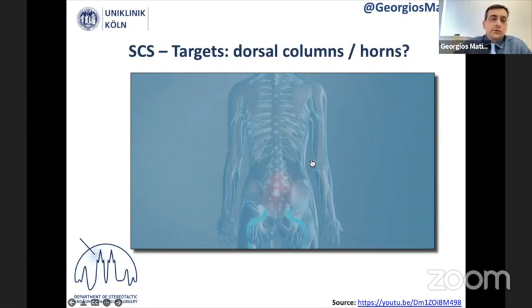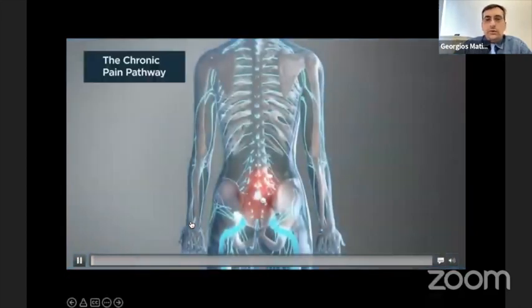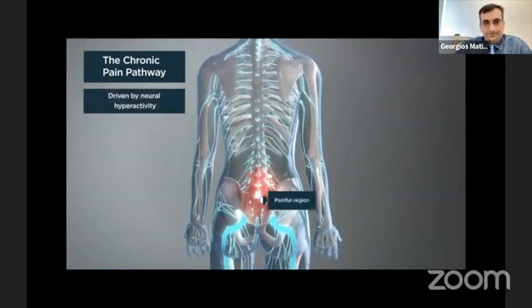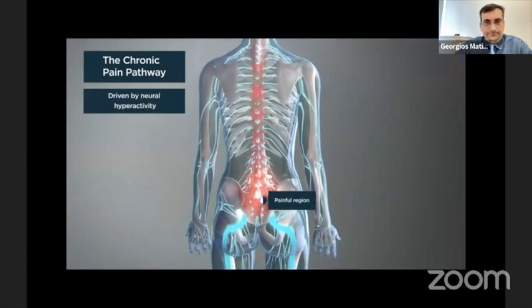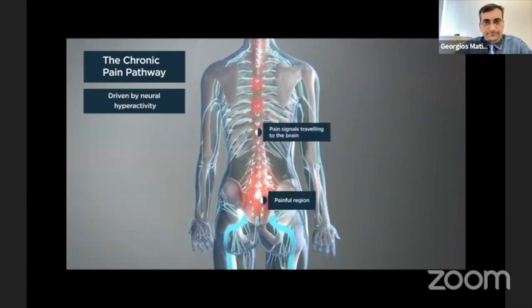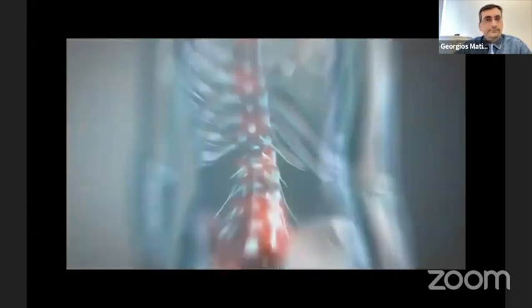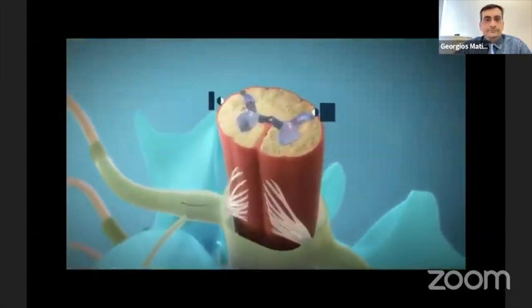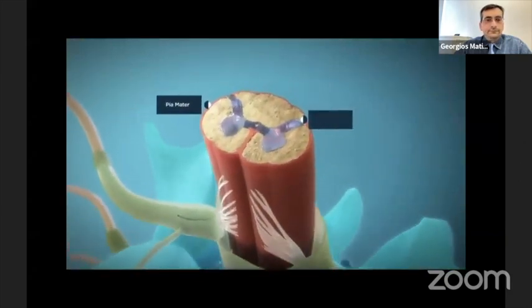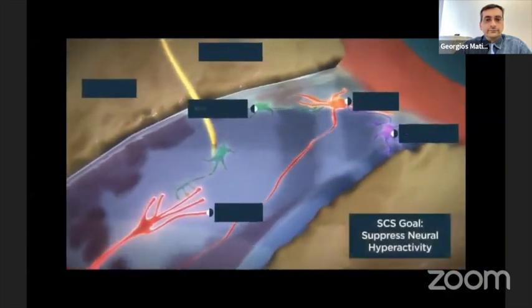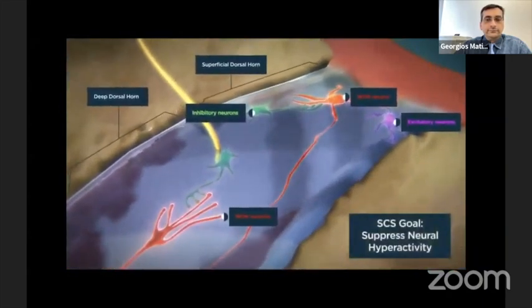This animation comes from a specific company, but as you know, the company is chronic pain can arise from numerous conditions and have many negative impacts on a person's life. Hyperactivity of the wide dynamic range neurons, or WDRs, which project pain signals to the brain, is believed to contribute to chronic pain. The goal of spinal cord stimulation is to suppress this neural hyperactivity and therefore reduce pain signaling to the brain.